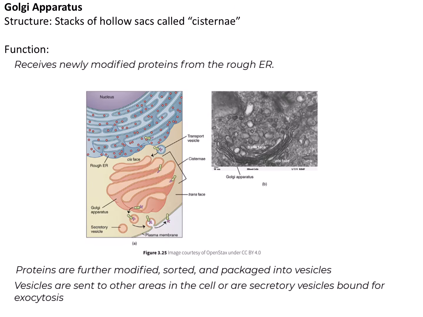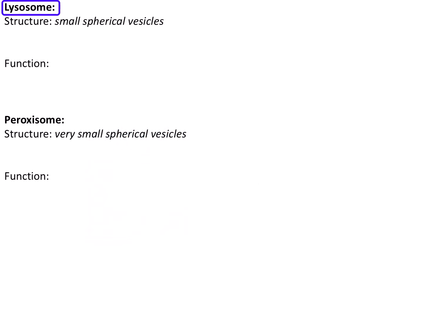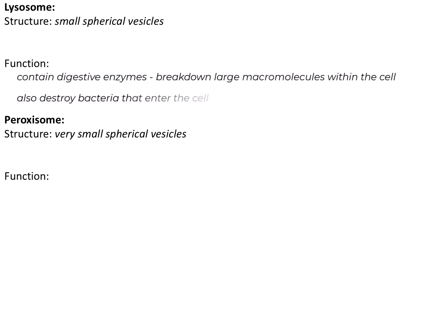It receives newly modified proteins from the ER. It sorts those proteins and may change them further. It then packages them up into vesicles that are sent throughout the cell, or they can exit the cell through exocytosis. The lysosomes are small spherical vesicles that have digestive enzymes to break down large macromolecules within the cell. They also destroy any bacteria that enters the cell.